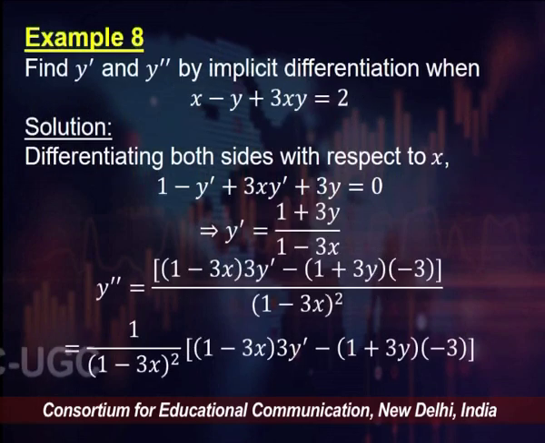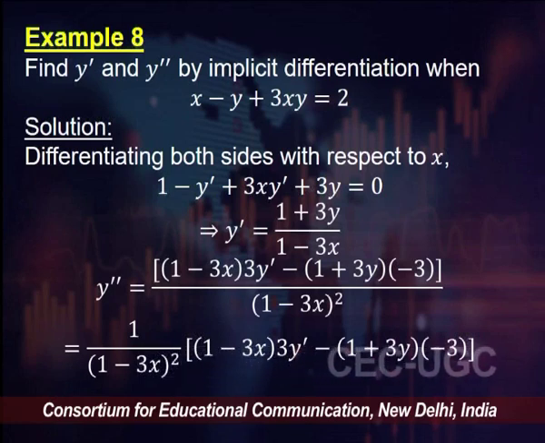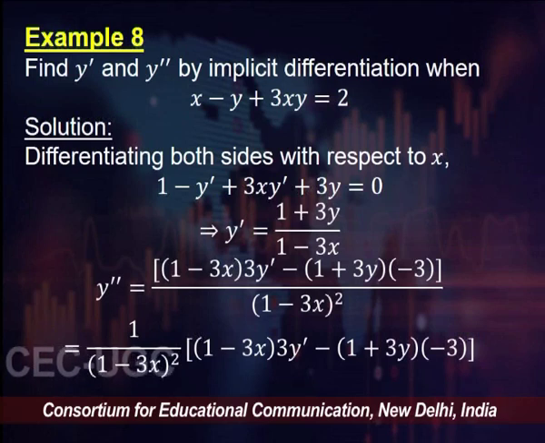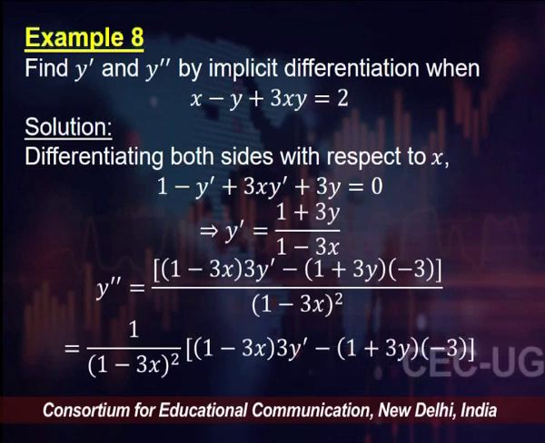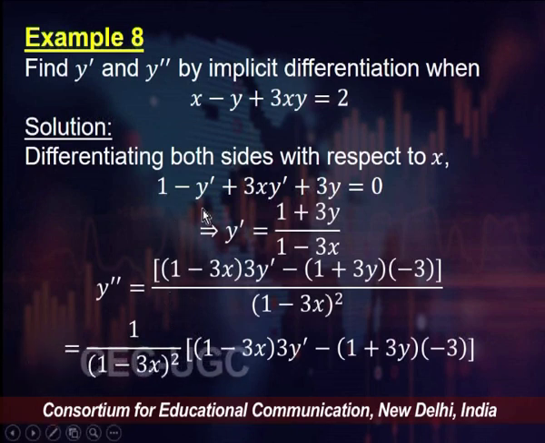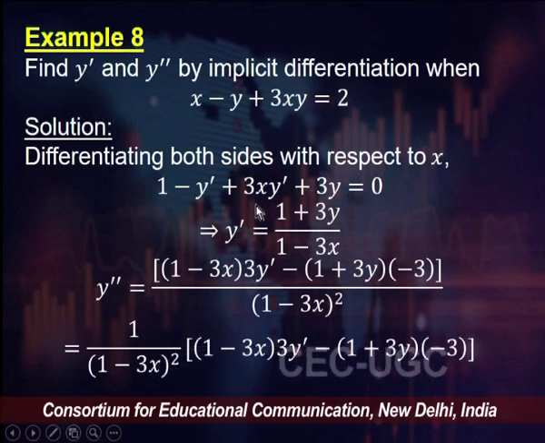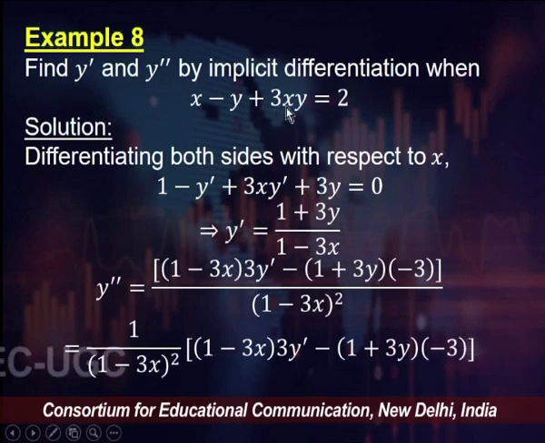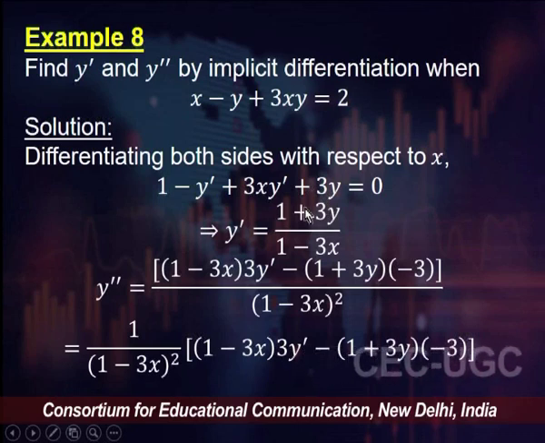Let us take up another example. Here we have the equation x minus y plus 3 times xy is equal to 2. The question is asking you to find y prime and y double prime by implicit differentiation. Differentiating both sides with respect to x, we have 1 minus y prime plus 3 times x times y prime plus 3y. Here you can use a product rule: 3x times the derivative of y with respect to x, which is y prime, plus y times the derivative of 3x, which is 3. That is then equal to 0.